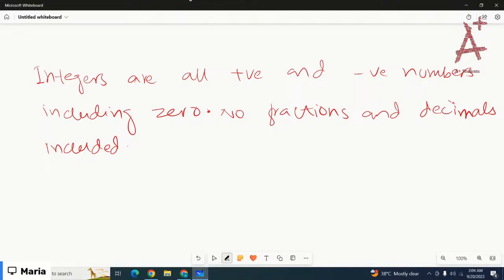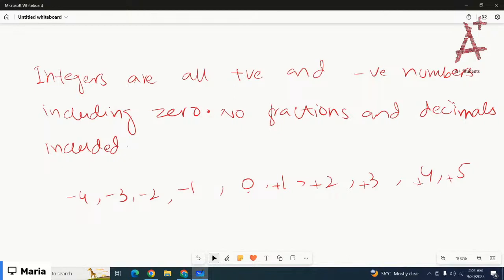So these are the integers: 0, 1, 2, 3, 4, 5, and on the other side of the 0 you have negative 1, negative 2, negative 3, negative 4, and so on. Either you write a positive sign with them or you write without the positive sign, that's exactly the same. So 0 is included. Positive numbers and negative numbers are included, fractions and decimals are not included in the integers. You can note down the definition.